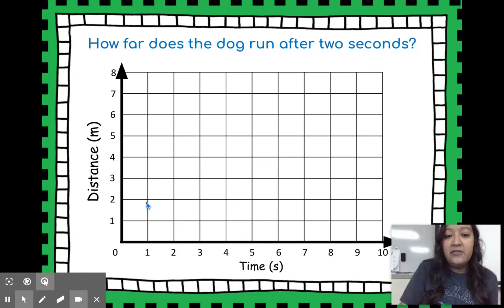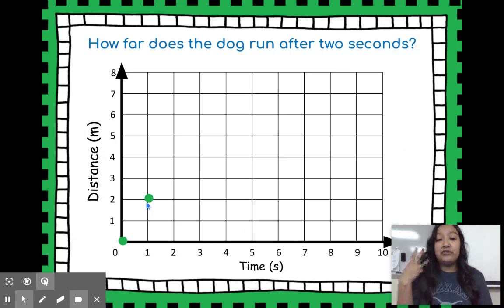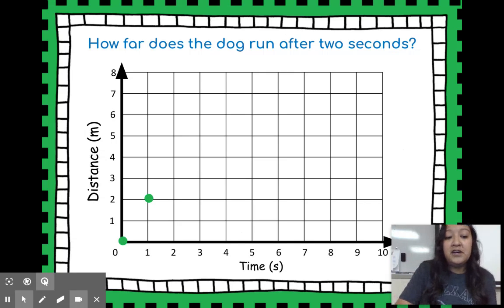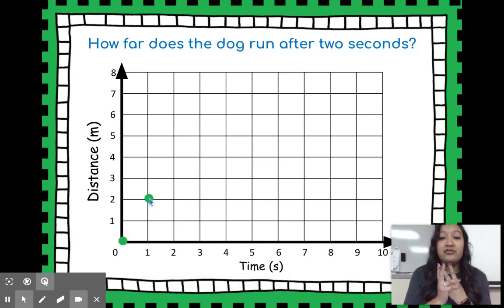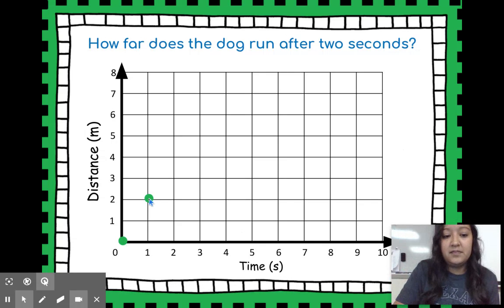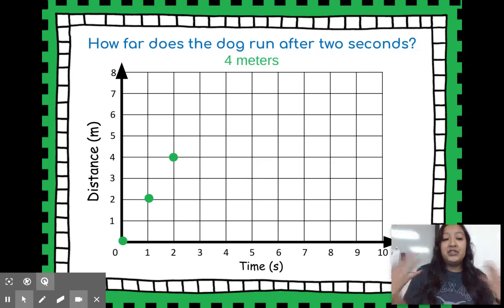So how far do you think the dog would run after 2 seconds? So if our dog ran at 1 second and went 2 meters, where do you think the dog would be after 2 seconds? And answer using ordered pairs. You should know what that is in math class. So after 2 seconds, our next point would be at 2, 4. So that means at 2 seconds, the dog ran 4 meters.